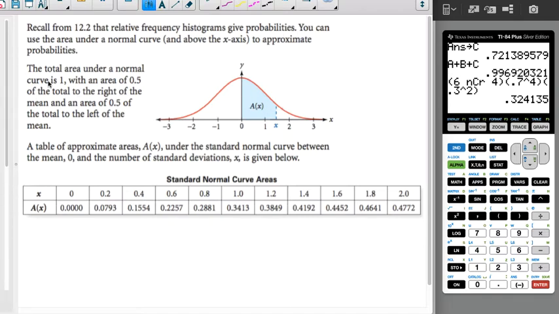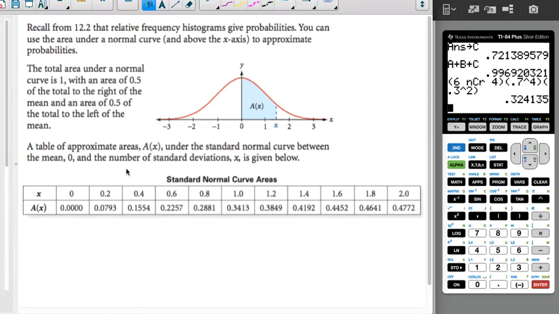The total area under a normal curve is 1, meaning that there's 0.5 area on the right-hand side of the mean, and there's 0.5 on the left-hand side of the mean. So this table here allows you to do something that you're not able to do by yourself just yet, which is it approximates the areas.